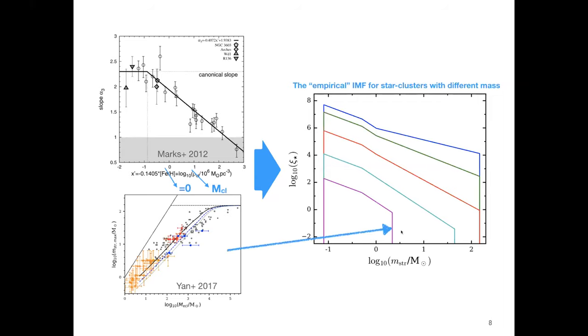Now here, different colors represent the IMF of different star clusters. For star clusters with smaller mass, the most massive star is also smaller. And for the massive star clusters, it ends up here, which is about 150 solar mass. And the slope of massive star clusters is also becoming flatter, and there are expected to be more massive stars than what you would assume with a canonical IMF.